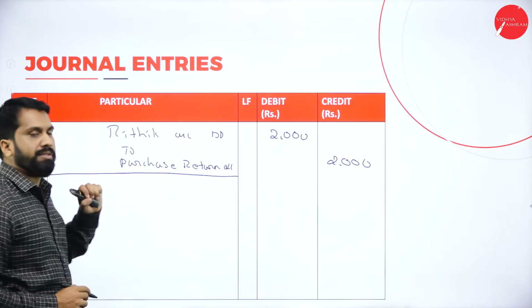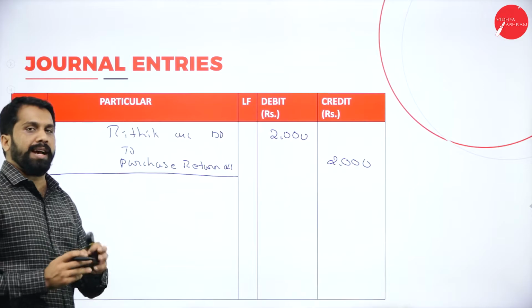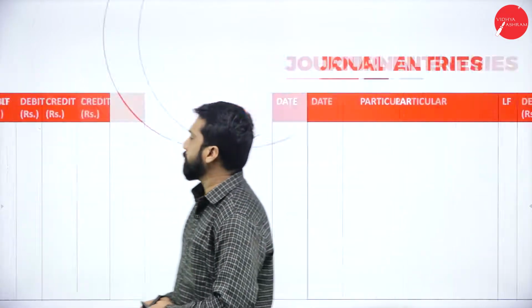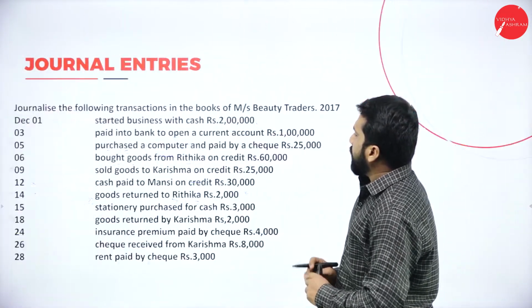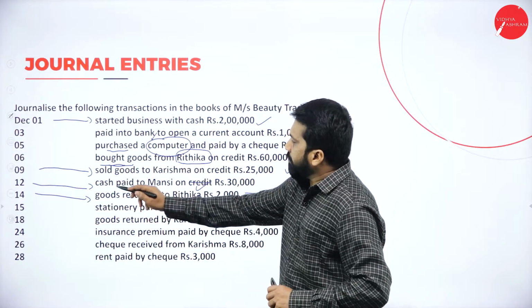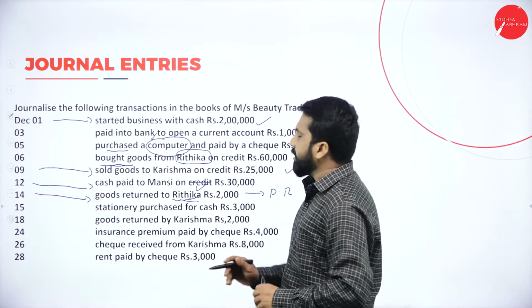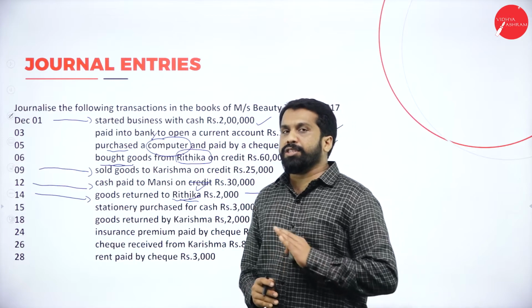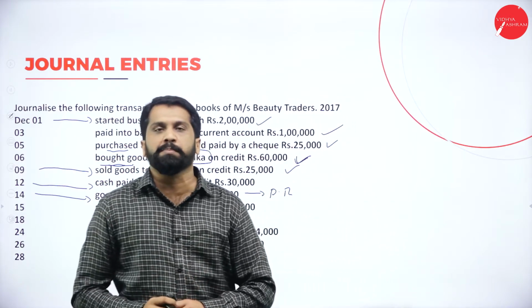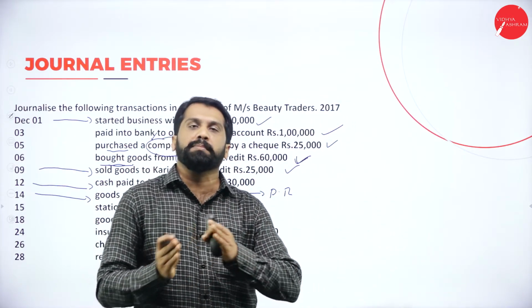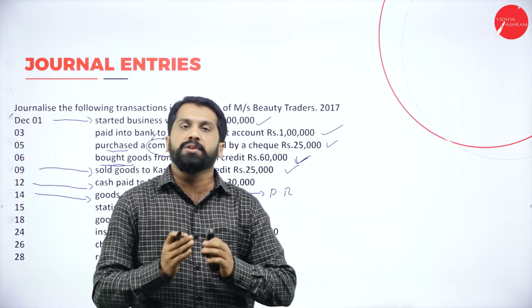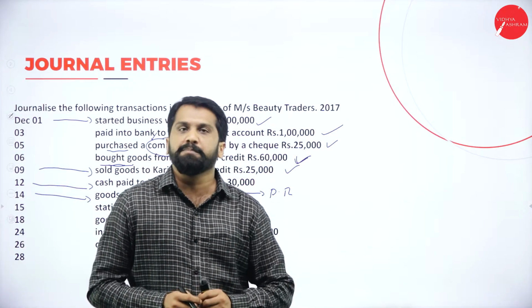Any doubt up to this? What will be your narration? I'll go back to your question. As per the question, being goods returned to Ritika. That's it. Clear. For narration, no need to scratch your head. It is very simple. Whatever is given in the question, before that it is like a prefix. You have to add the word being.